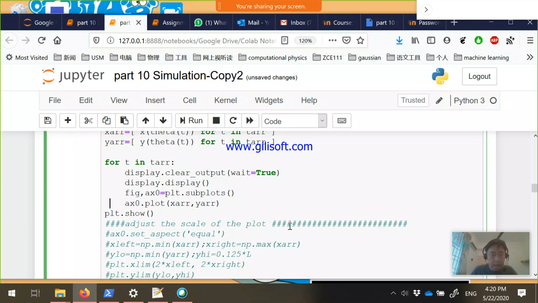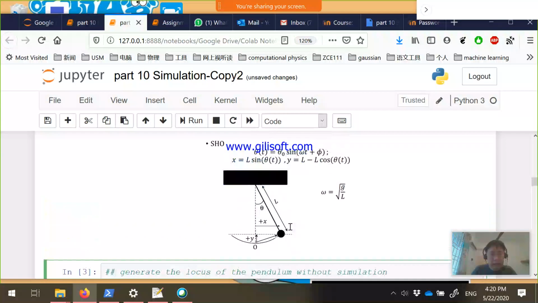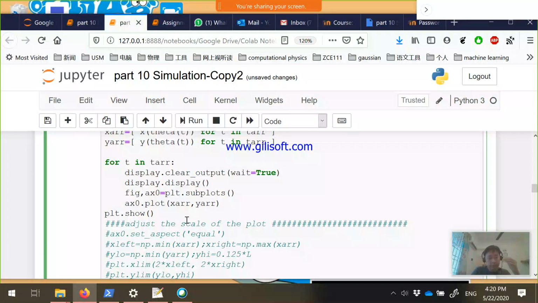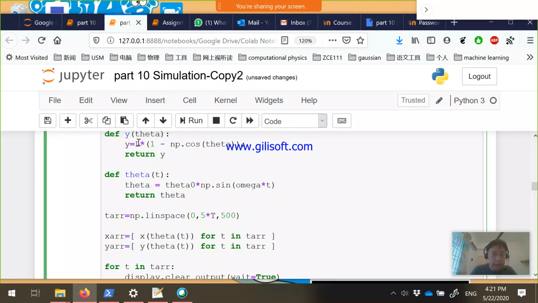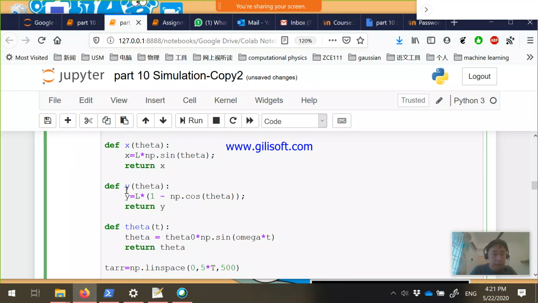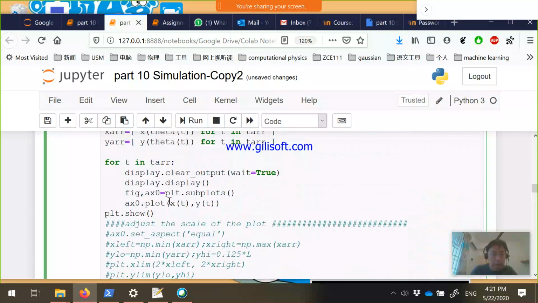But this is not going to work well, because I'm plotting only XARR. This is actually going to show me only the same curve as the previous one, but this is not what I want. What I want is the point. I need to show a point of x as a function of t, and y as a function of t. Not the whole trajectory, but the instantaneous location of the point. So this is x and this is y. I want to show x and y, but is this going to be correct?